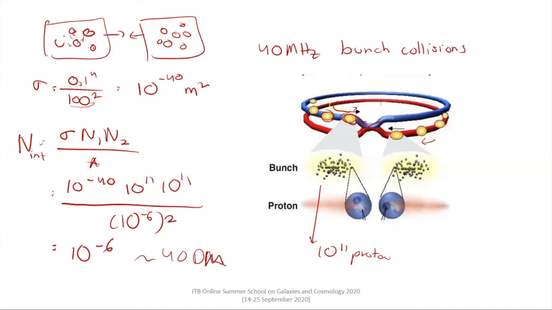Imagine there are 10 to the 11 particles here, and 10 to the 11 particles here. You expect, let's say, one would annihilate and create dark matter. So one proton inside this would annihilate. They smash each other and become dark matter, and you cannot detect dark matter. So basically what will you see? You have 10 to the 11 protons coming from one direction, 10 to the 11 protons coming from the other direction, and you lose one or a pair.